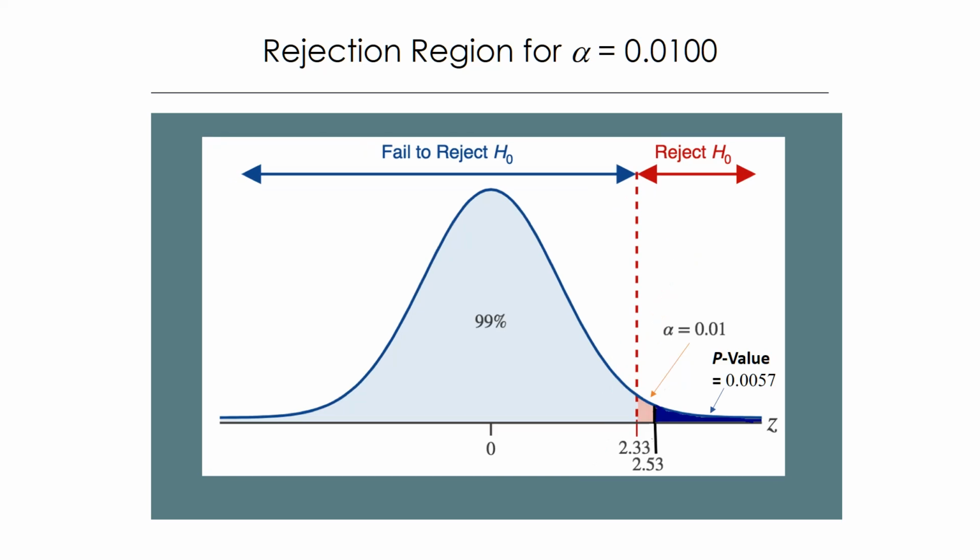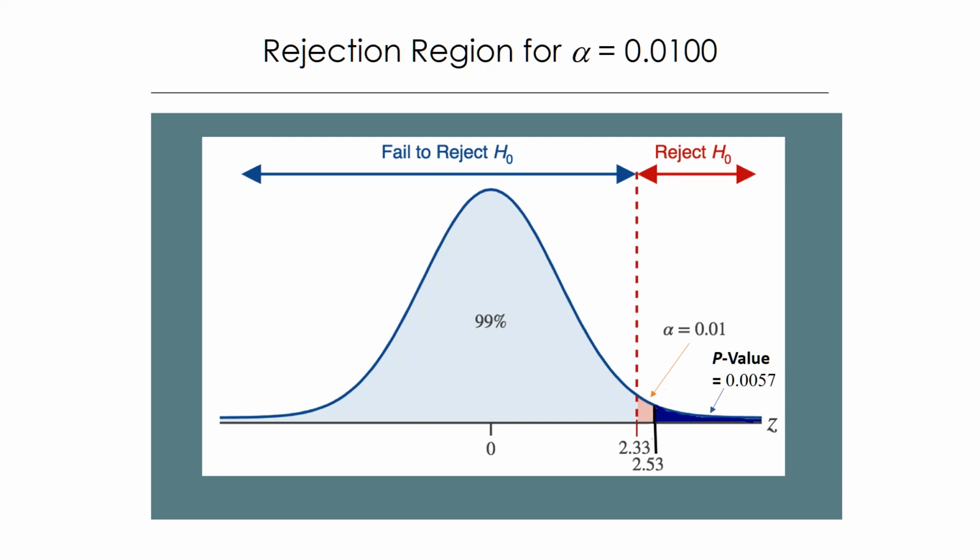And here's another one for alpha equal 0.01, which would be a very high significance level. You can see that the critical value for alpha equal 0.01 is higher. It's 2.33. The area, again, represented by alpha is the pink and blue regions together. The area to the right of the dotted line is the rejection region.